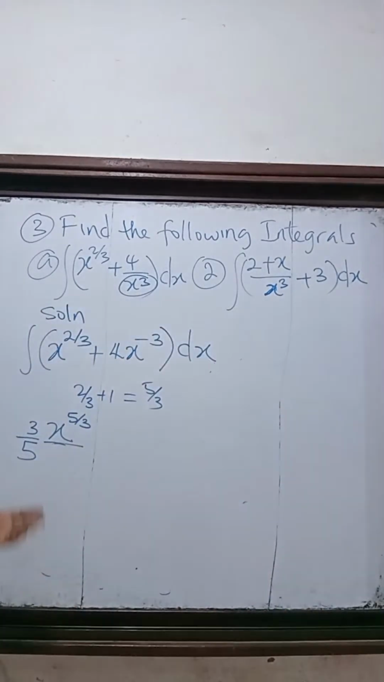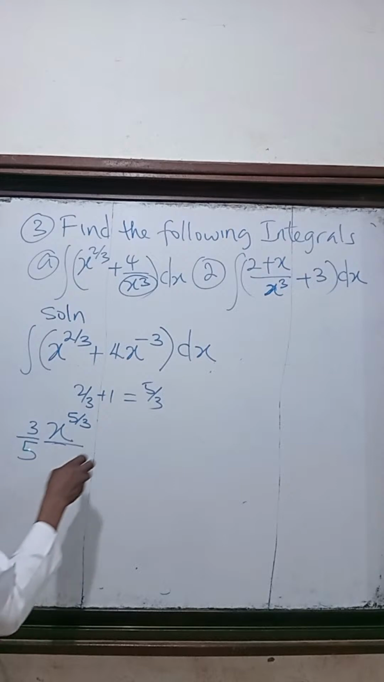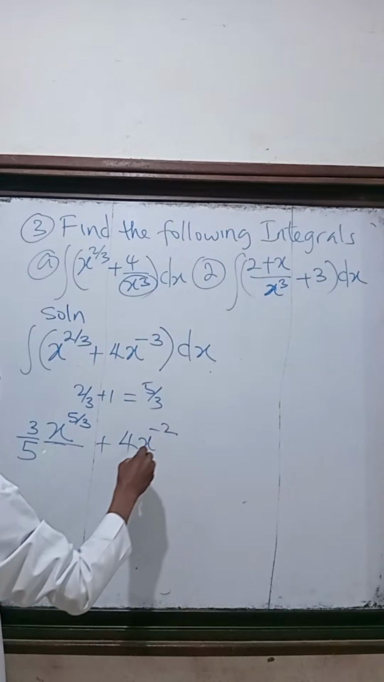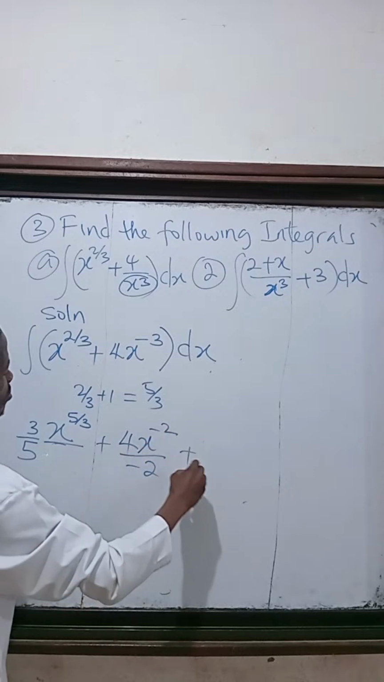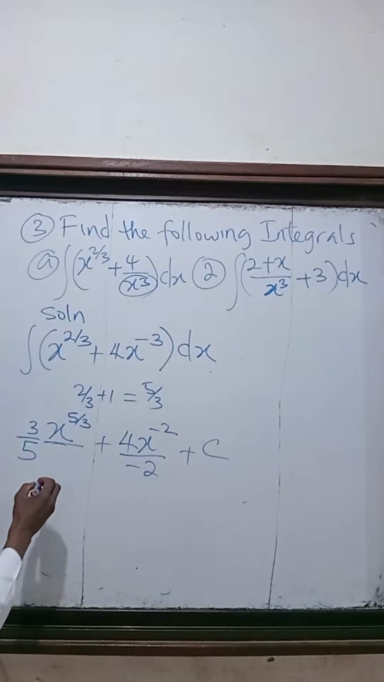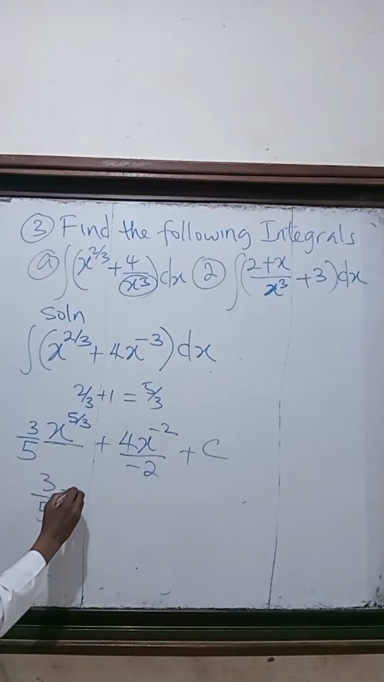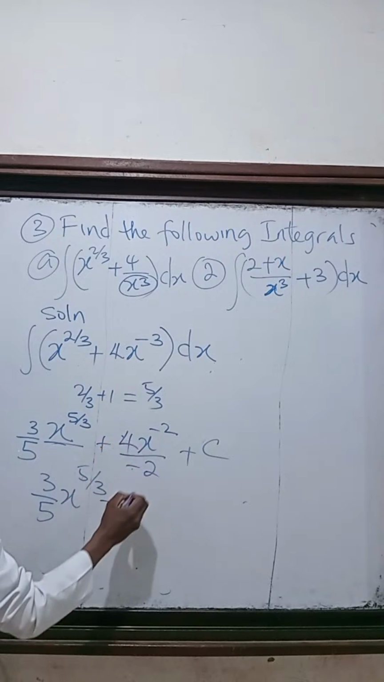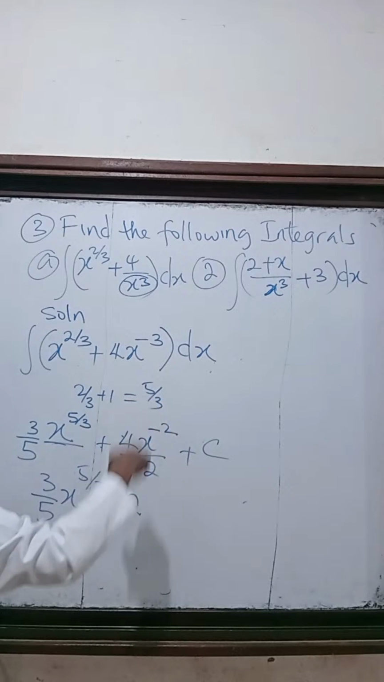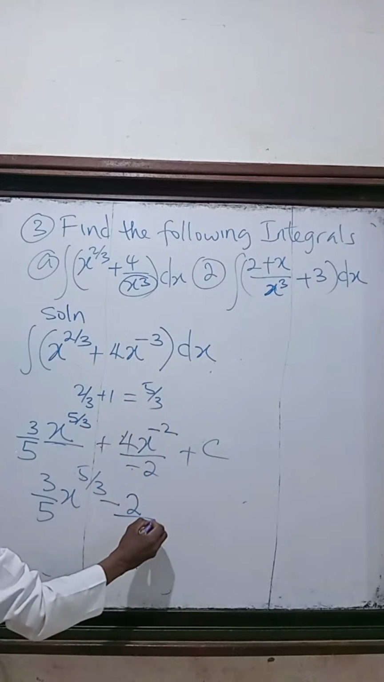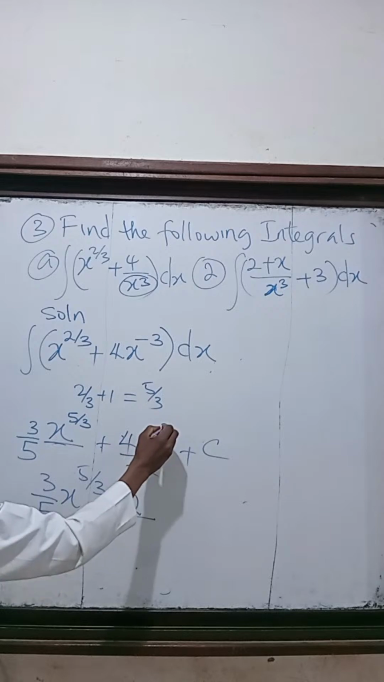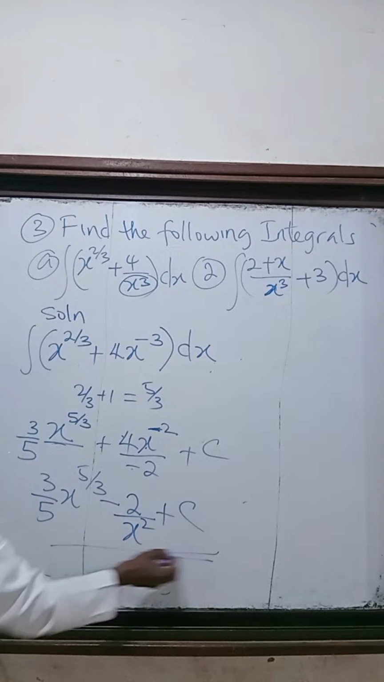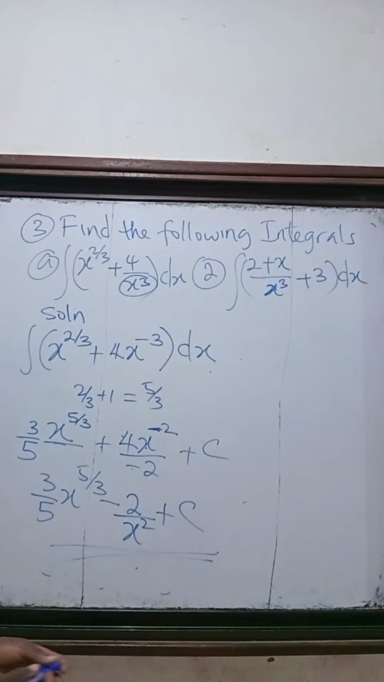So this is what we have, and then plus 4 times x to the power minus 3 plus 1, that's x to the power minus 2 over minus 2, plus 6. So final conclusion, this will be 3 over 5, x to the power 5 over 3, plus minus 4 over 2, that's 2. This is minus. Let it go down. Remove the minus. If you remove the minus, the x squared will now go at the bottom. Plus C. And that's finished the solution to that question.